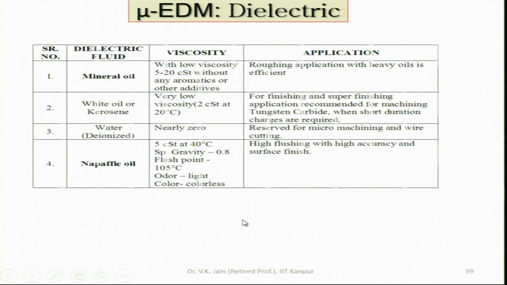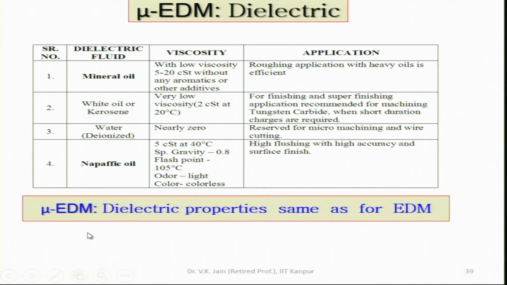Micro EDM dielectric. You can use mineral oil, I have already mentioned to you. You can use white oil or kerosene, this was commonly used. Dielectric, water, deionized water, and naphthenic oil. These are all useful dielectrics in EDM, and some of them can be used in EDMM processes also. Micro EDM dielectric property is the same as for EDM, but one has to optimize the parameters as well as the dielectric useful in the case of the micro EDM process.